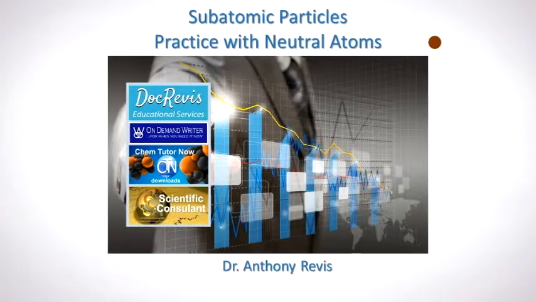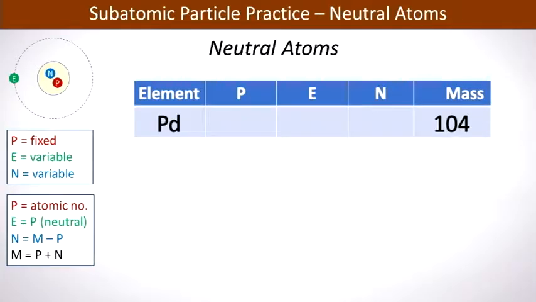In this video, we will practice how to calculate protons, electrons, neutrons, and mass number for subatomic particles involving neutral atoms. See my other videos for a more extensive discussion on how to do all the calculations involving subatomic particles. Let's start with the example palladium, Pd, which has a mass of 104.